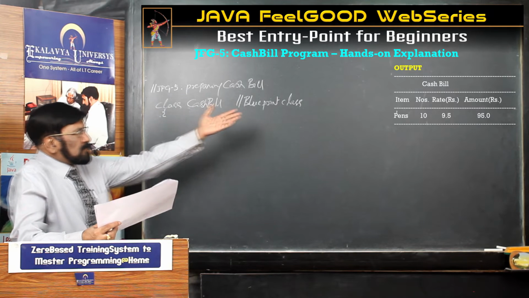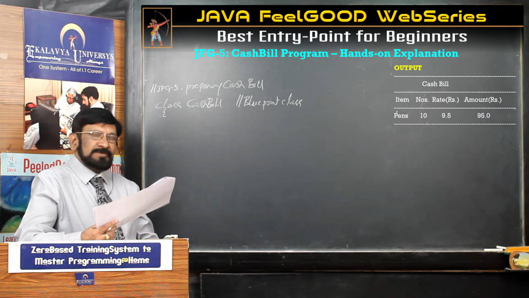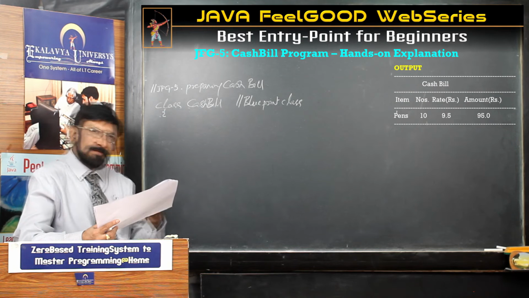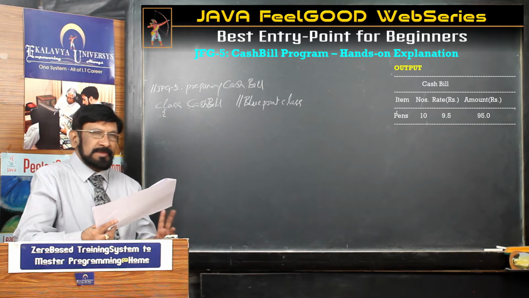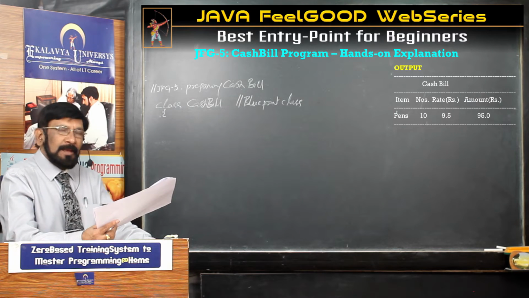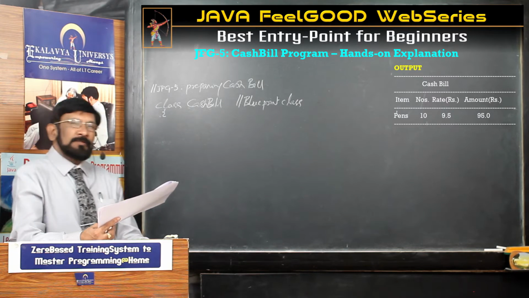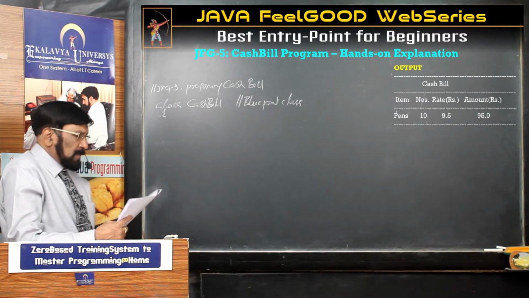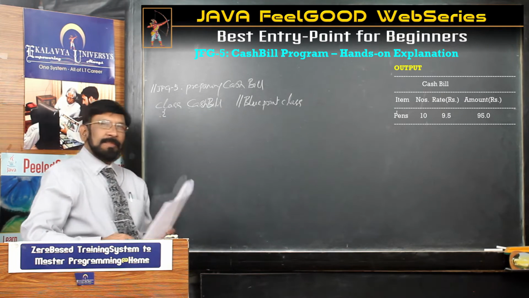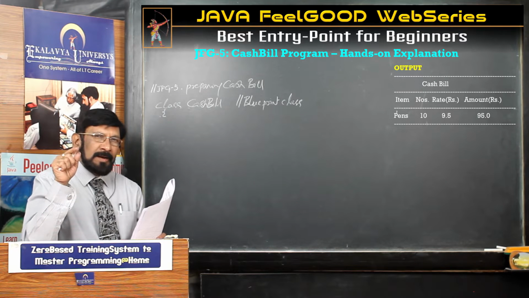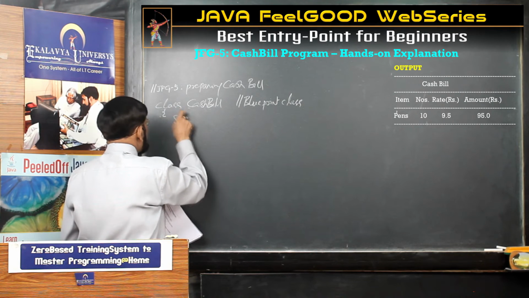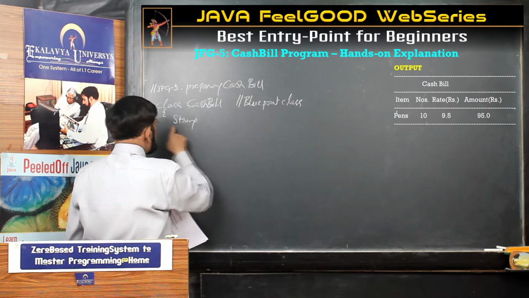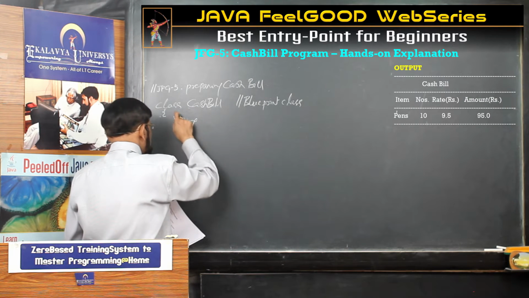Obviously, with reference to the output, you can understand item means item name, number of items. Third one, rate per unit. The three instance variables are there. And what are the types? What are the names also you have to think of. First one, item name. Item name is the name. And what type? Obviously, it is a string. So, String, first letter capital. It is because String is a class.